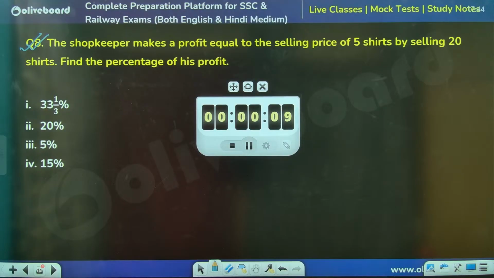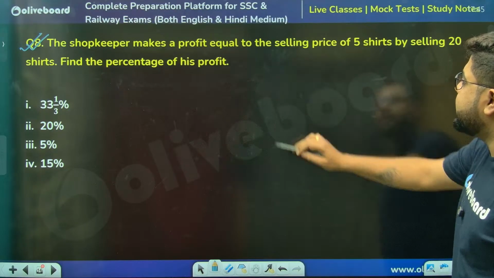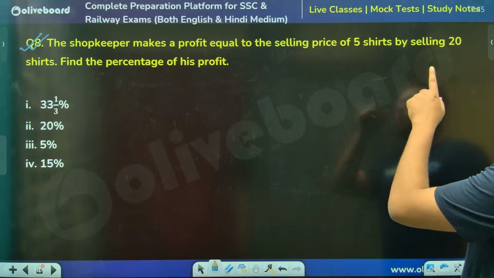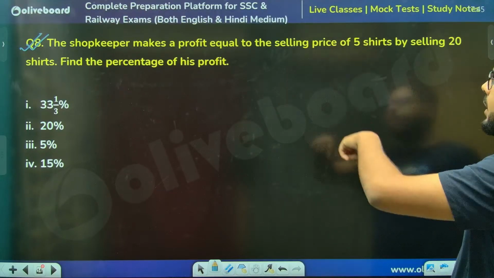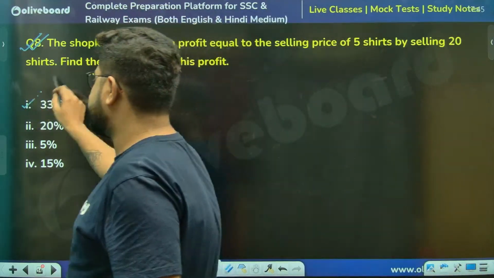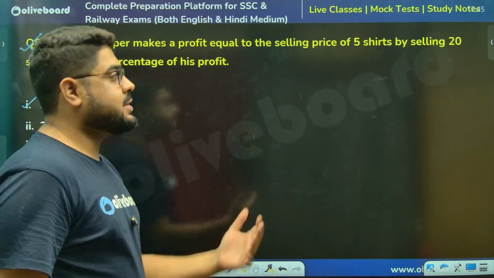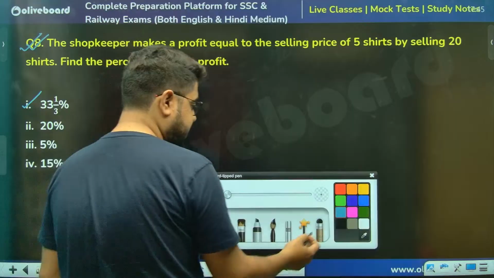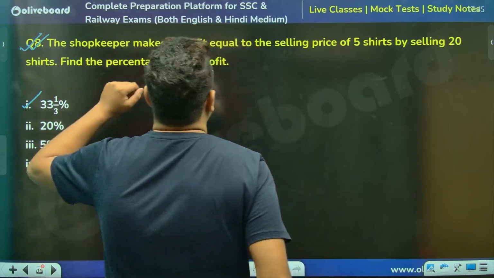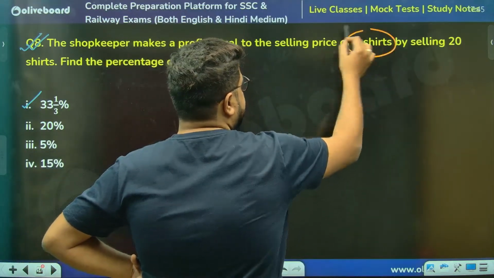It is also a 10 seconder. You'll see 25, 1 by 5, 33 1 by 3 is the answer. It's a 10 seconder. So you'll say, sir, how did you do it? चलो 1 second में देखते हैं. आ जाओ. Sir, 5 shirts.